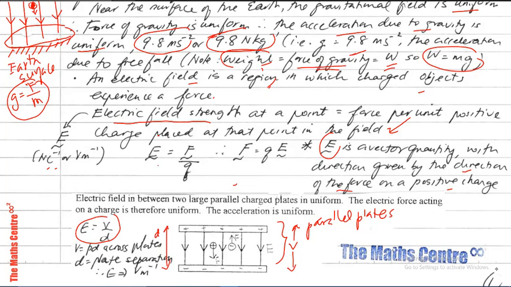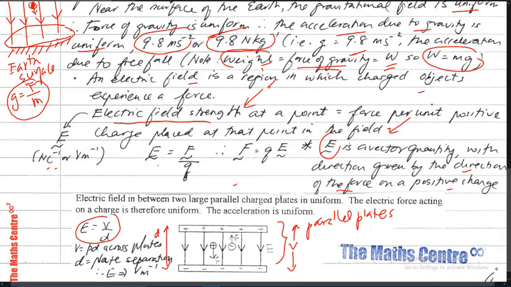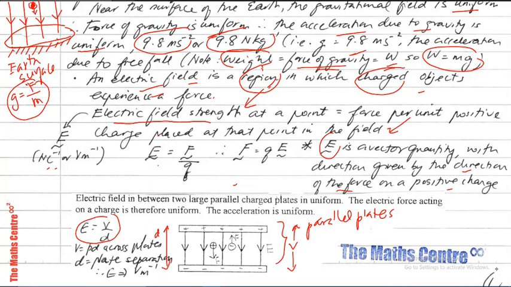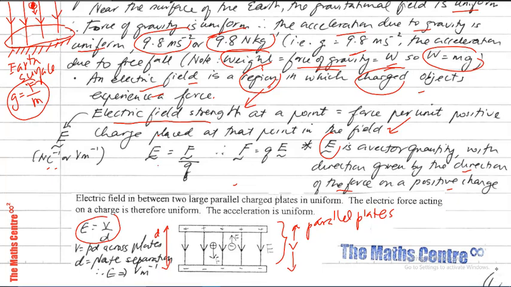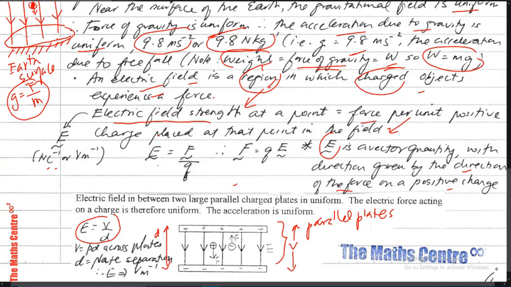Just like we have the gravitational field strength for a gravitational field, we have electric field strength for electric fields. What is an electric field? It is a region in which charged objects experience a force. Charged objects means a positively charged object or a negatively charged object. So, that's an electric field. Electric field strength at a point is the force per unit positive charge placed at that point in the field. I'm going to read that line again. Electric field strength at a point is defined as the force per unit positive charge placed at that point in the field. Now, the units for electric field strength will be Newton per Coulomb or volt per meter.